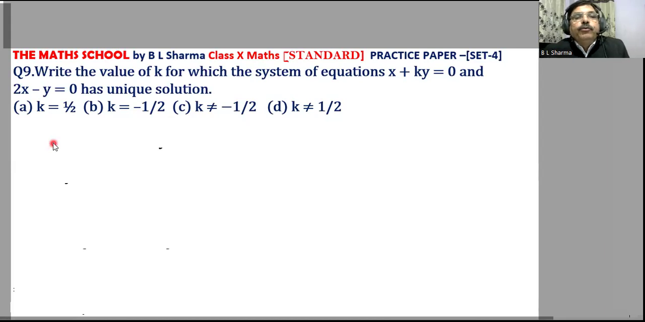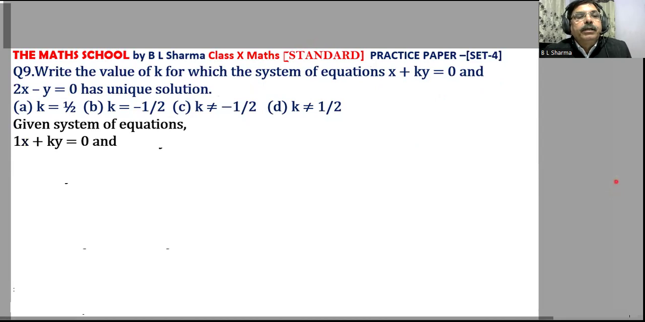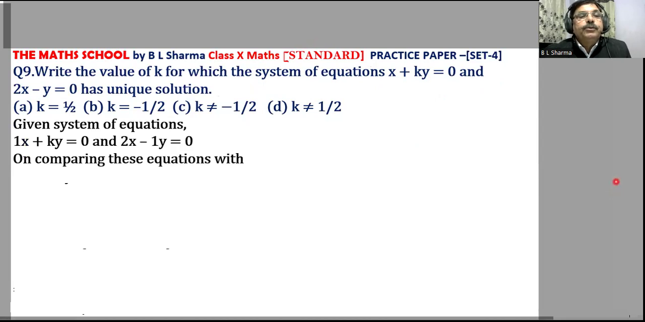Write the value of k for which the system of equations x plus ky equal to 0 and 2x minus y equal to 0 has a unique solution. What will be the value of k? First of all, we have to identify a1, b1, c1, a2, b2, c2.